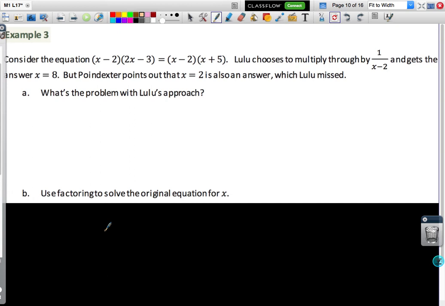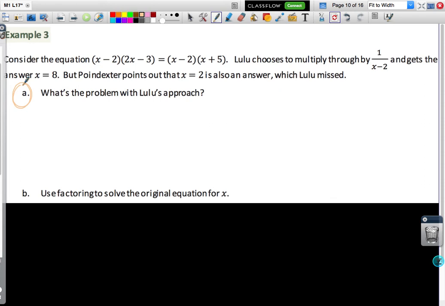So the problem with Lulu's approach for part A is that you cannot multiply by 1 over x - 2, because x - 2 could in fact equal 0. Okay? When we're factoring, everything has to equal 0. And you can't divide by 0, so that does not work. In regards to part A, I wouldn't worry about part A as much as part B. So let's look at part B.